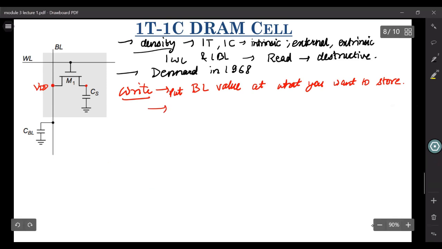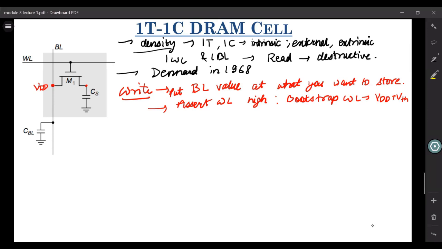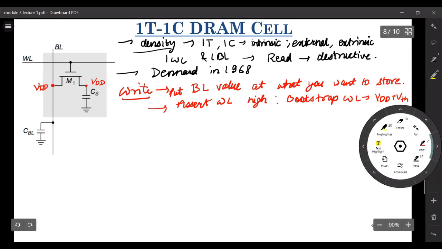And then second step, we'll assert the word line high. Here also, if you bootstrap your word line high to VDD plus VTH, you'll end up having your entire VDD being transferred to this CS. So now the value of this CS, or the node potential over here, is VDD immediately after this write. Okay, this is how you write into this node.